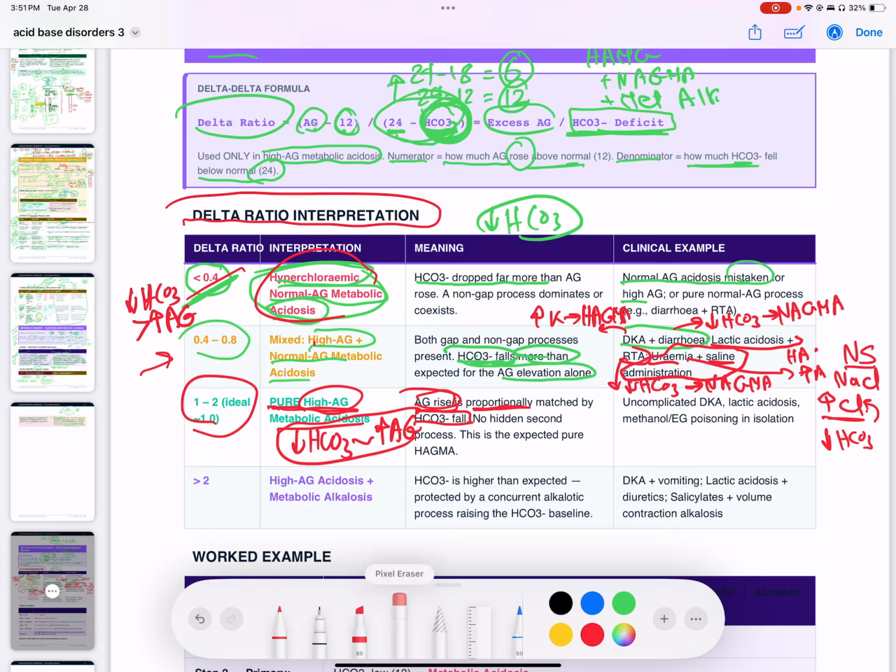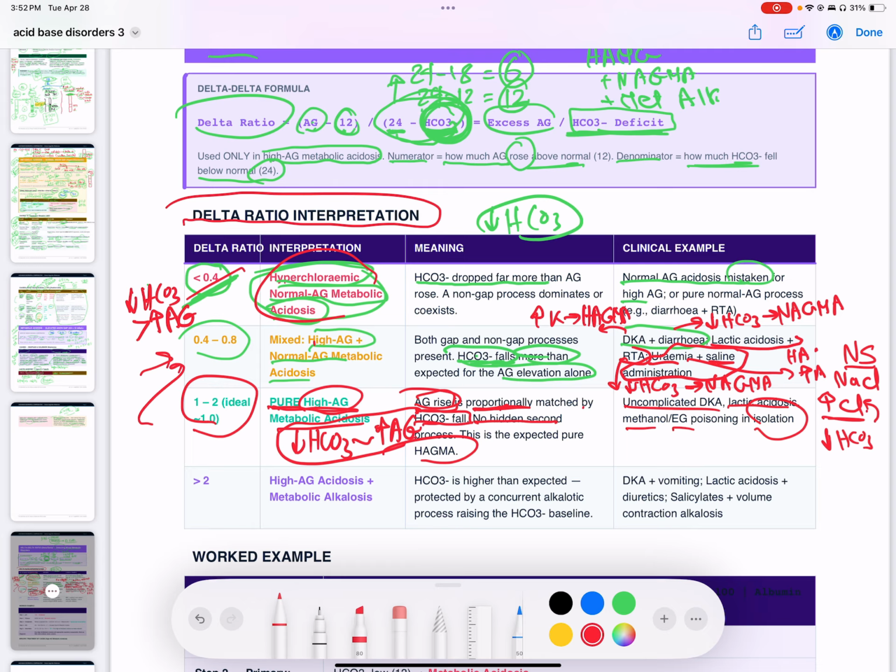So here again, the anion gap rise is appropriately or proportionally matched by the bicarb fall. So here, no hidden second process. And this is expected in the pure high anion gap metabolic acidosis. That can be any cause of high anion gap metabolic acidosis, like uncomplicated DKA, lactic acidosis, methanol, ethylene glycol poisoning, all that in isolation, without RTA or saline or diarrhea or any second etiology that can be causing this scenario, right?